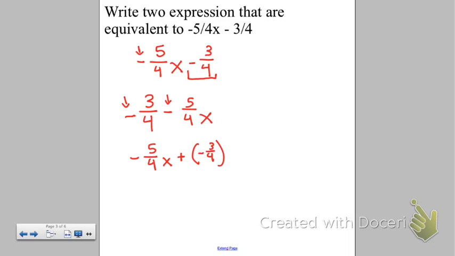Now another thing I could have done, since my denominators are the same, I could have rewritten them with one denominator. So that'd be negative 5x minus 3 over 4. I just combined my fractions into one fraction since my denominators were the same. Any of these three options would be equivalent to my original expression. There are also a number of other options as well.